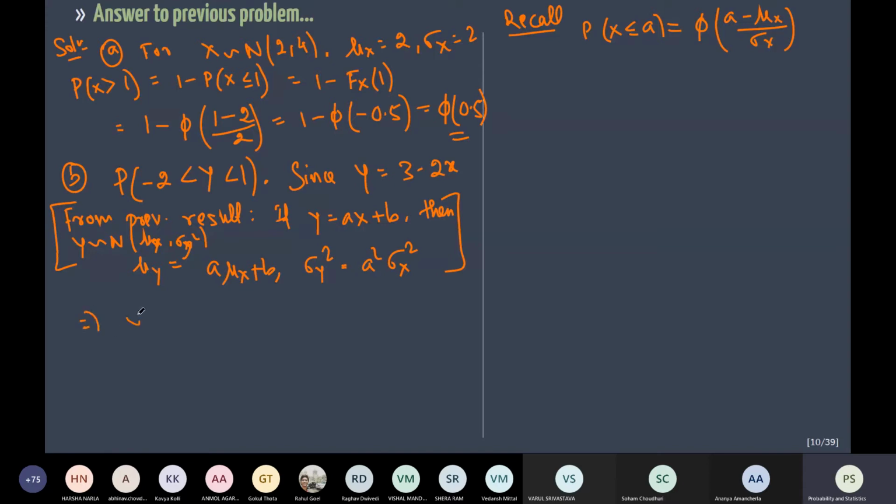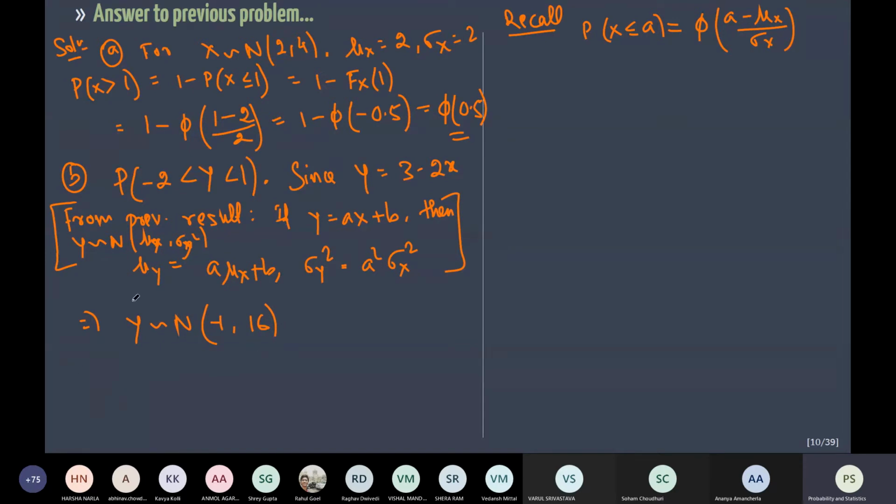So this implies that y is normal with, if I compute this, a times mu of x. The mu of x is 2, and a is -2, so -4. And -4 plus b, which is 3, gives -1. And sigma y squared is a squared sigma x squared. So a squared is 4, and sigma x squared is 4, so it's 16 in total. Okay, so this is the normal distribution.